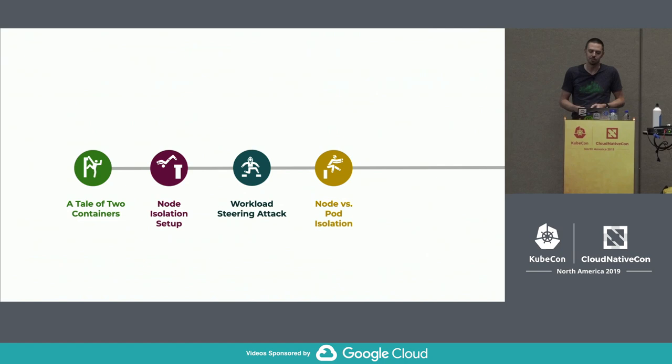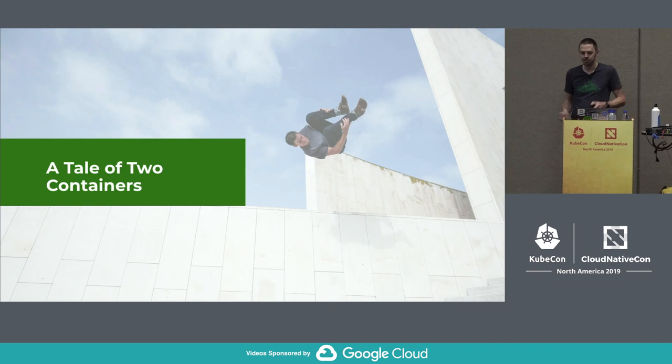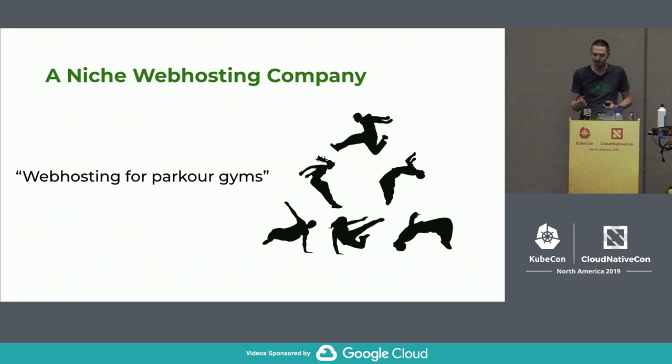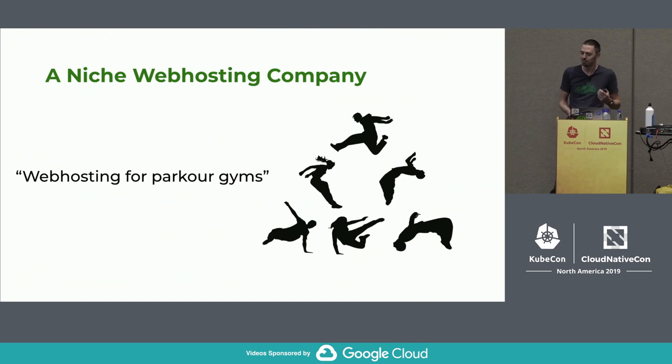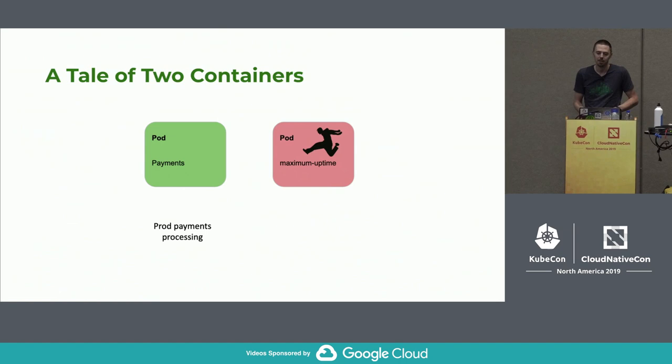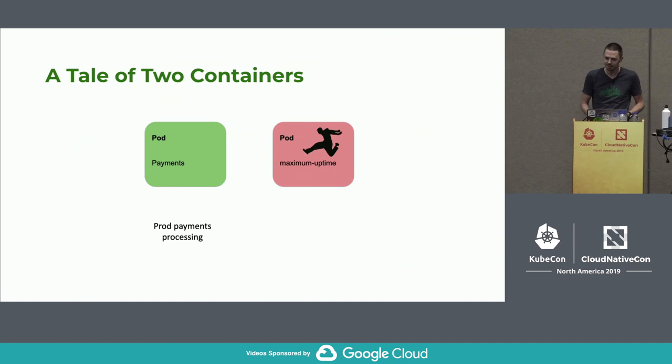So we have two containers. And for the purposes of this talk, we also have a fake company that does a really specific web hosting thing. They just host Parkour gym websites. It may not be the best business model ever. Total addressable market, probably fairly small. But that's what they do. So they have things that are internal to the company, and one of those things is a payments pod that does payments things. And then they have the customer workloads, which, for the purposes of this talk, we tried to come up with the best possible pun name we could with the intersection of Parkour and Kubernetes, and I present to you maximum uptime. I hope you like it.